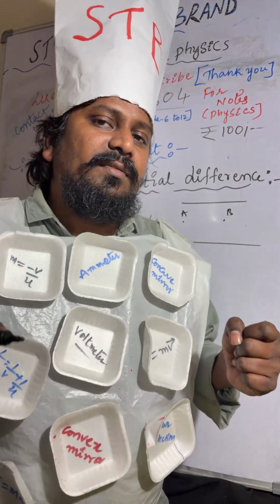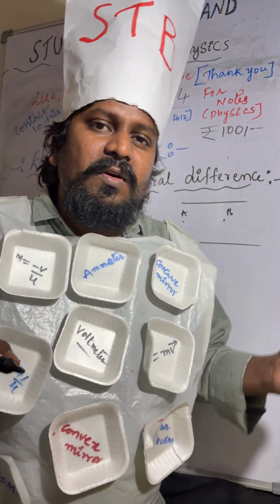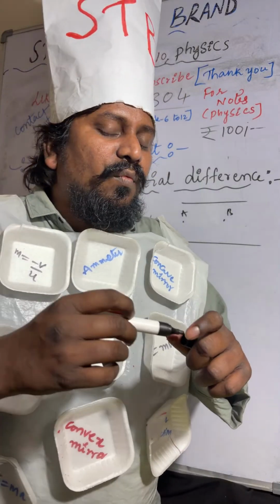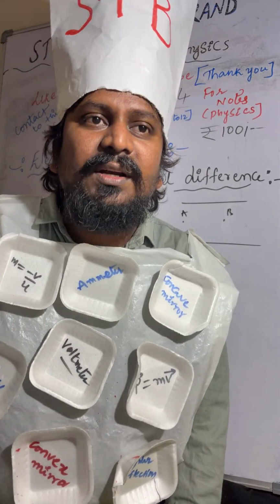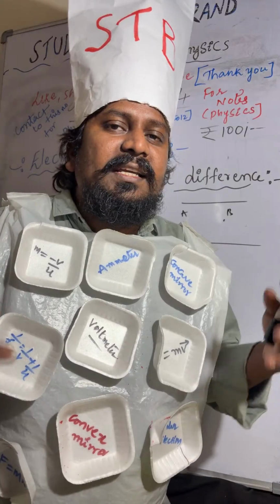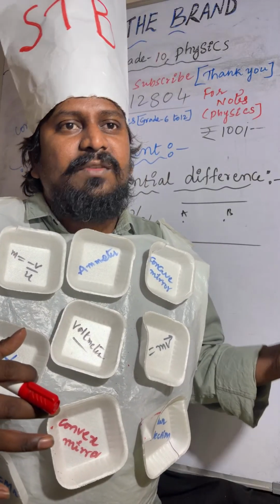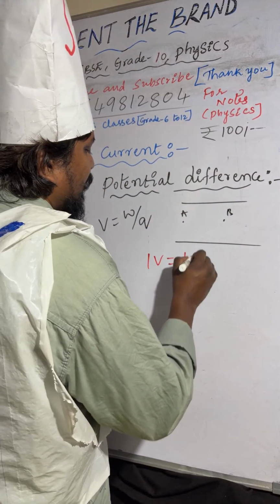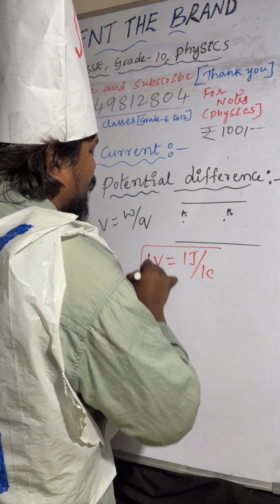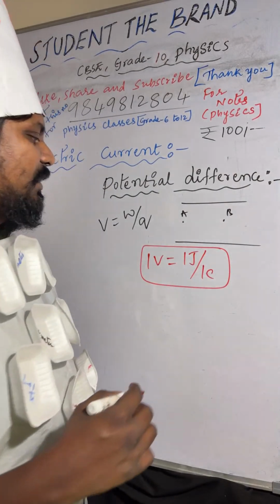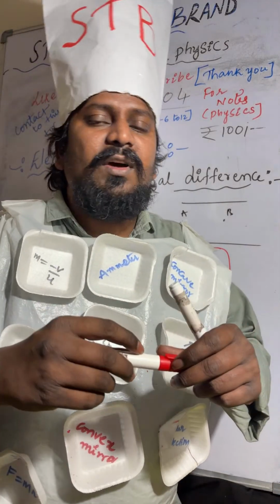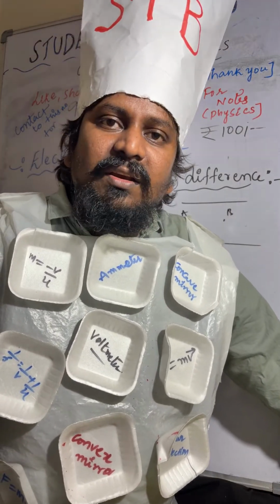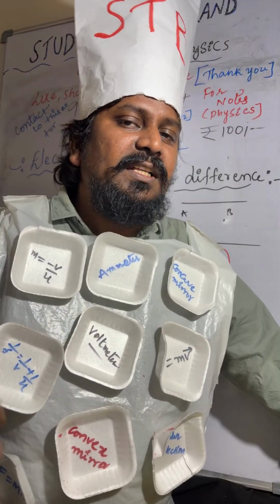V equals W by Q. The SI unit of potential difference is volt, the SI unit of work is joule, and the SI unit of charge is coulomb. So 1 volt is defined as 1 joule of work done to bring 1 coulomb of charge from one point to another point. That is nothing but 1 volt.